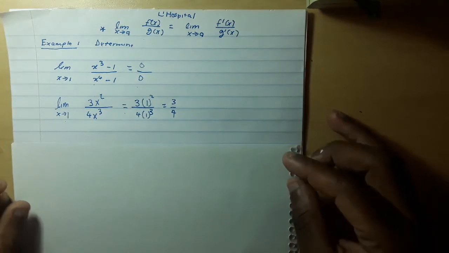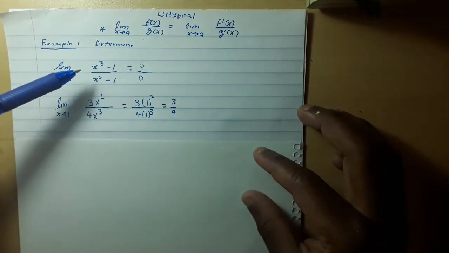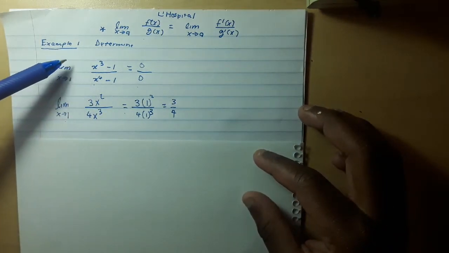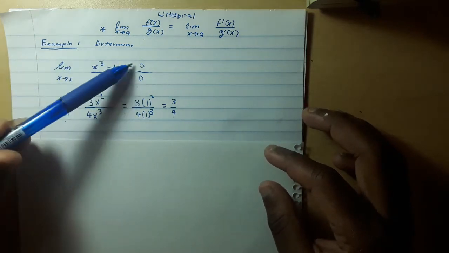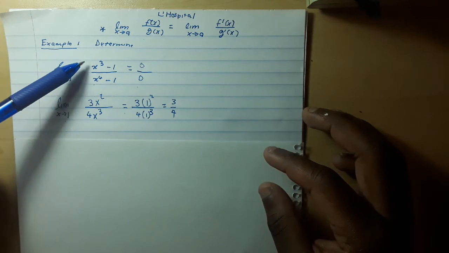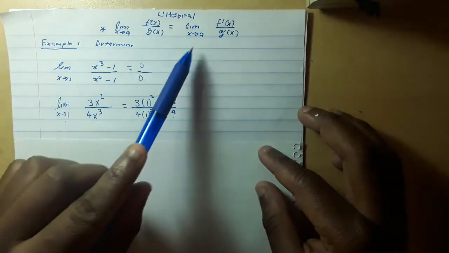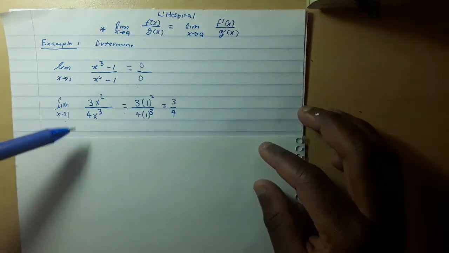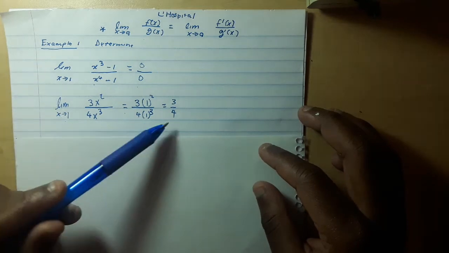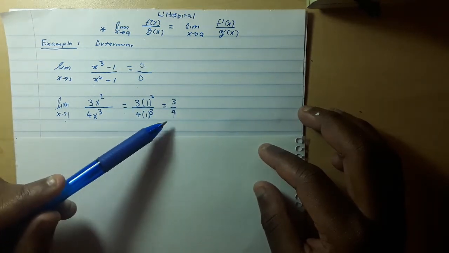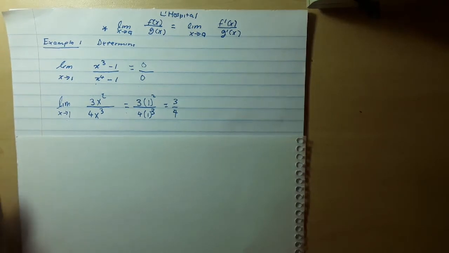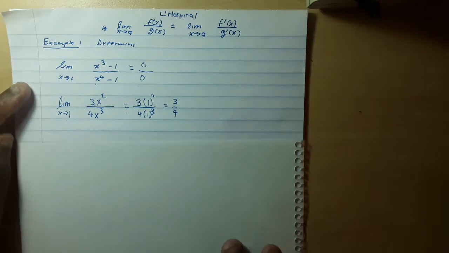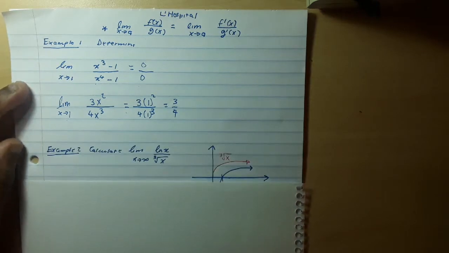So do you see that even though the initial quotient's limit was 0 over 0, when we determine the derivatives according to L'Hopital's rule, we were able to determine that the limit is 3 over 4. So we are done with the first example. Now let's look at the second example.